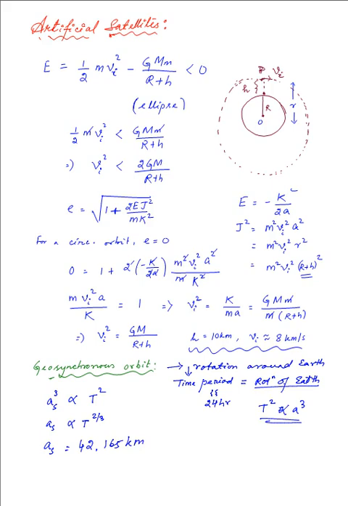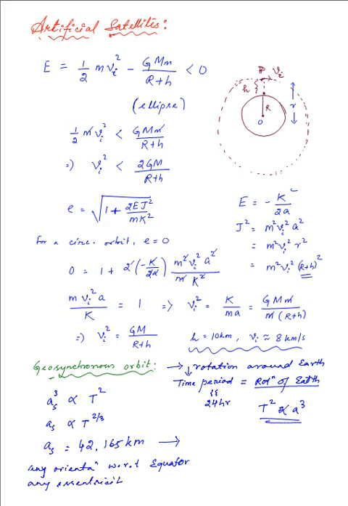Now this geosynchronous orbit obviously can have any kind of eccentricity. There is no compulsion that it needs to be a circular orbit. It can have any kind of eccentricity and any kind of orientation with respect to the equator of the Earth. So this is any orientation with respect to the equator, and this is any eccentricity. It doesn't really matter.